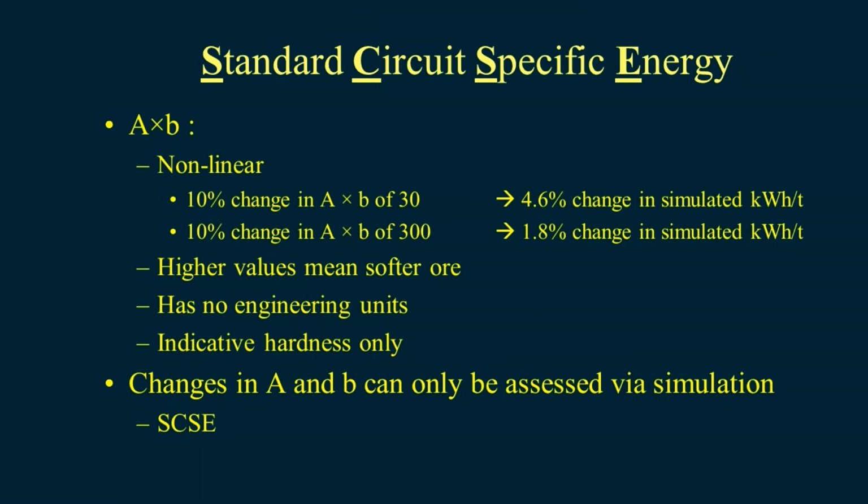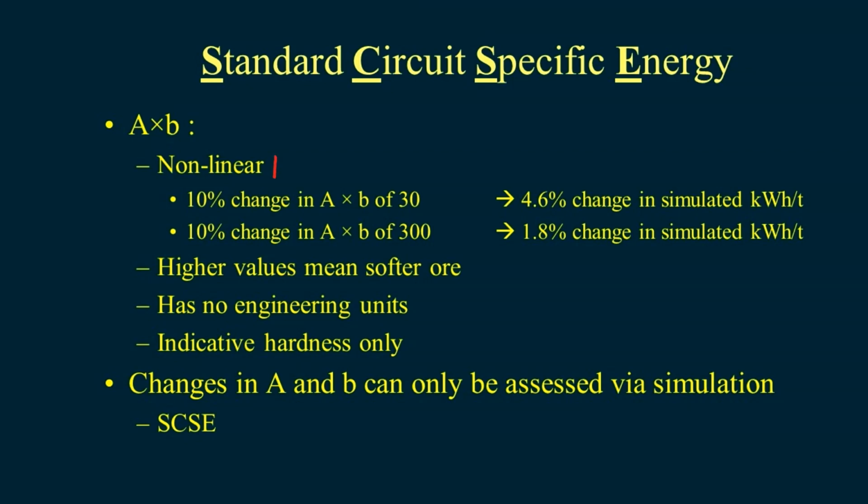SCSE. I think it was about 3 years ago we introduced this, and you'll see it in all of JK Tech's standard reports. It comes from both drop weight tests and SMC tests. The reason for it is that A and B were originally meant for simulation, and they are really good parameters to use for simulation. As the years went by, this term A times B took on a life of its own. Everybody was quoting A times B. It is a valuable number which indicates hardness, but it is an indicator only. There's no hard numbers associated with it from an engineering perspective.